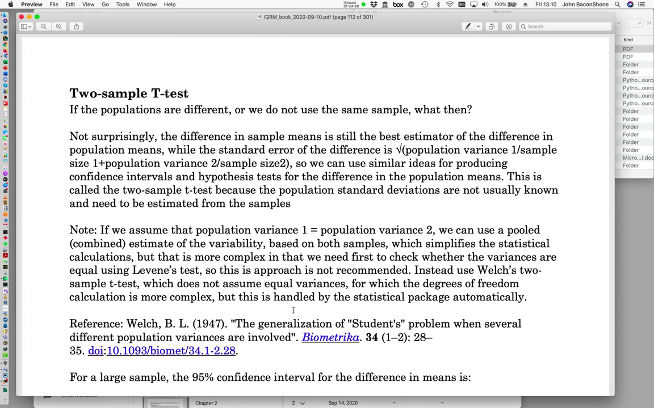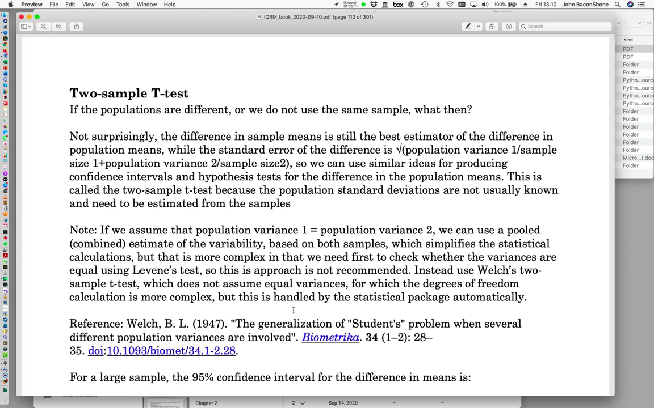So instead, you should really be using Welch's two-sample t-test, which does not assume equal variances. It's more complicated because it turns out the degrees of freedom calculation is not simple. But that's handled by the statistical package automatically, so you don't need to worry about it. Right?